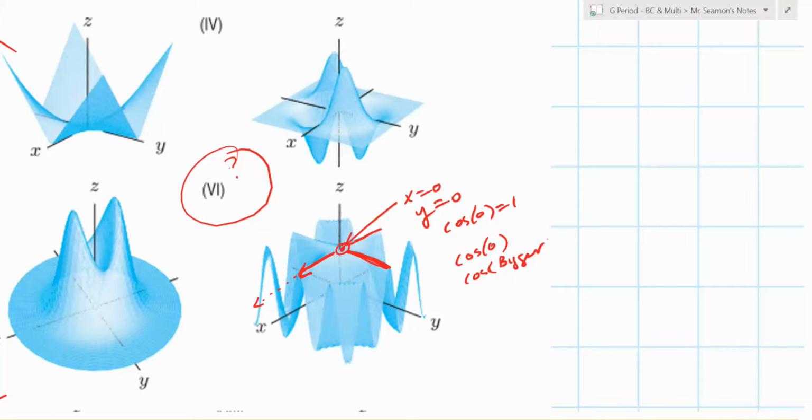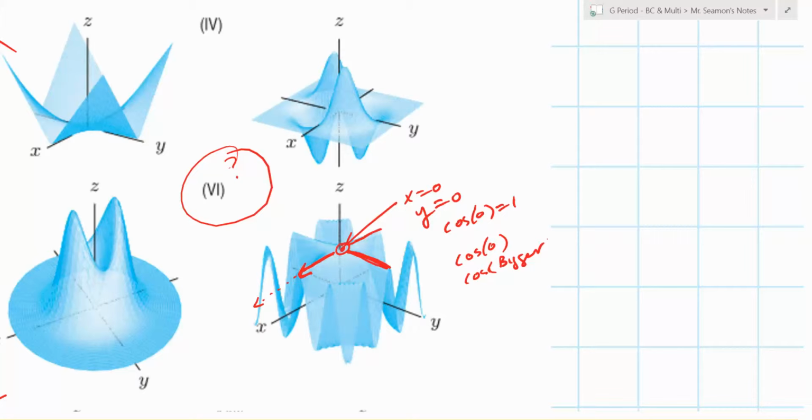But what's happening to x? It's getting bigger. So then you're going to have the cosine of the square root of x squared, which is the cosine of x. What happens to the cosine of x as x gets bigger? Does it stay the same? No, what does it do? It's going to go up and down and up and down.